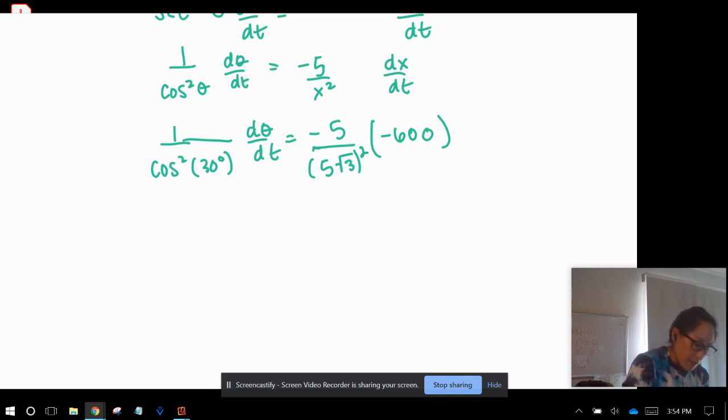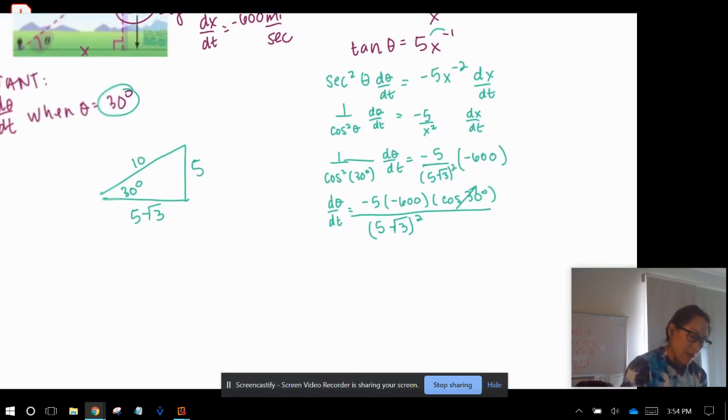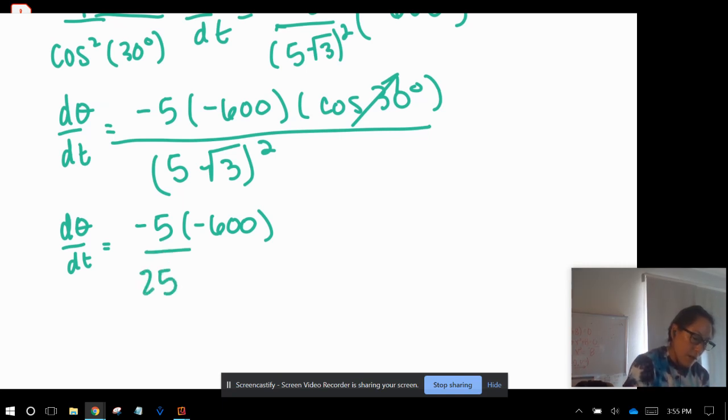And now it's just a bunch of solving. So d theta/dt, which I did wrong a bunch of times before this, is negative 5 times negative 600 times the cosine squared of 30 degrees, all over 5 square root 3 and all of that squared. Okay, cosine 30, if you look, would be this guy over this guy, which is root 3 over 2. So d theta/dt is equal to negative 5 times negative 600 times, well, let's put this over 25. This root 3 squared is 3. Times root 3, ooh, I forgot a squared, over 2 squared.